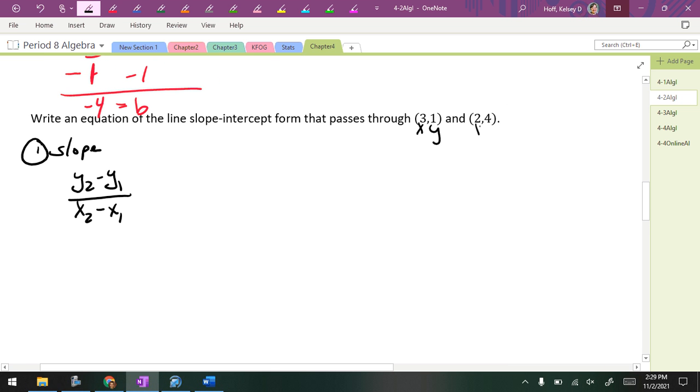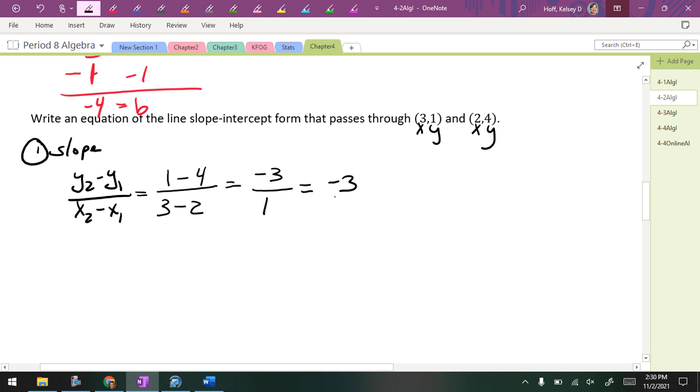Which y value do you want to start with? 1 minus 4 divided by 3 minus 2. 1 minus 4, -3. 3 minus 2. So your slope is -3.